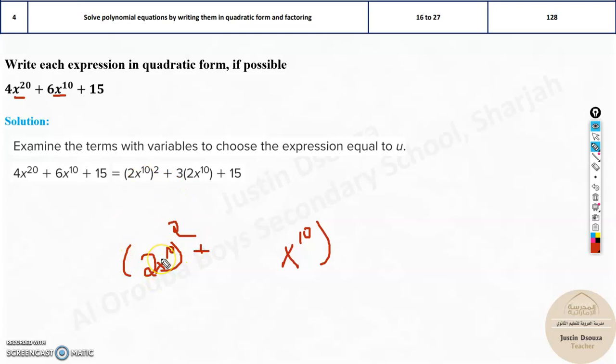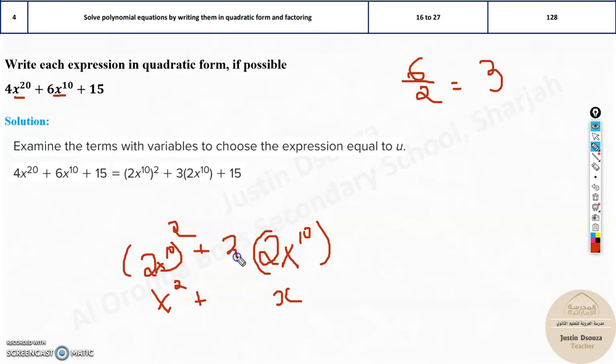Now, if I've written this term as 2x to the power 10, I need to write 2 over here as well. So now these two terms are the same. This is like x squared plus x, but there's some coefficient behind this. What is that? 2 times 3 is 6, or you can just divide 6 by 2, which is 3. So we need to write 3 outside the bracket. Now, these two terms must be plus 15. This constant doesn't matter. So this is your answer.